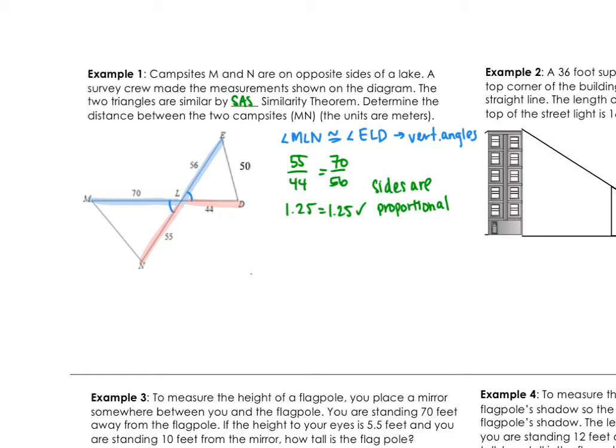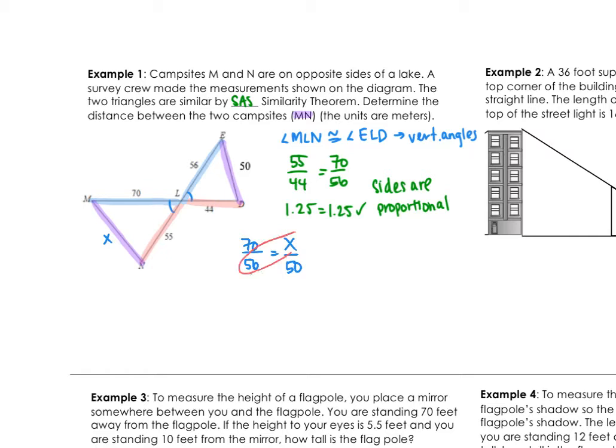It's asking us to solve for the distance between the two campsites, which is MN, this side length here. So that's going to match up with the 50. That's where we're going to use the 50. Setting up our ratio, we can use either the 55 and the 44 or the 70 and the 56. It doesn't matter because all the sides are proportional. So I'm going to use the 70 and 56. So 70 over 56 equals x over 50. We're just matching up our corresponding sides.